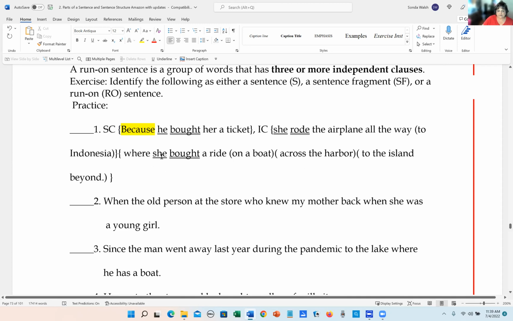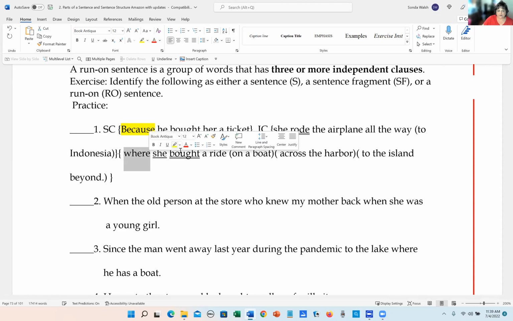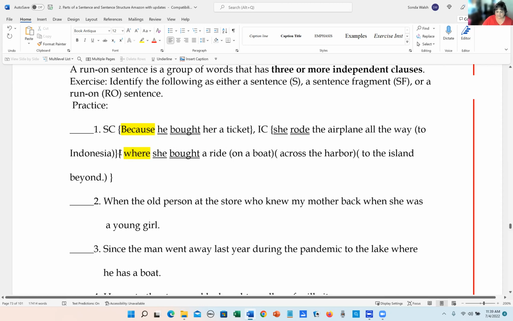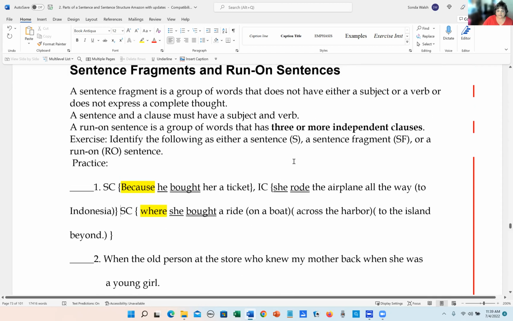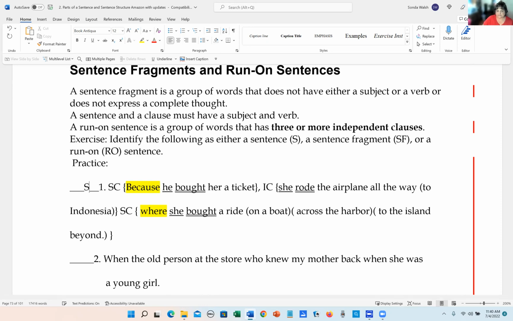The last clause, we go to our subject, we look to the left. We have the word where. Where is a subordinating conjunction. So this is a subordinate clause. Now we go back up and look at our definition. So identify the following as either a sentence fragment or a run-on sentence. So this one, we have an independent clause, a subordinate clause, an independent clause, and a subordinate clause. And it says if we have three or more independent clauses, that's a run-on. So a sentence fragment would mean that we are missing something. So this one is a sentence.